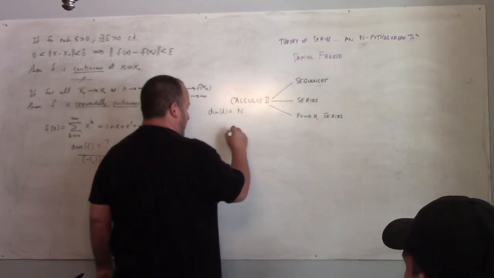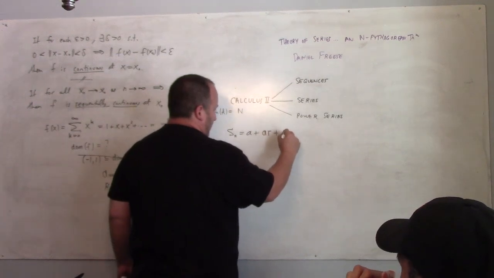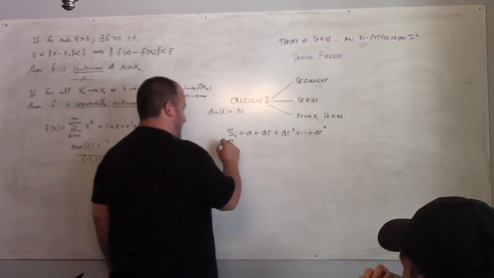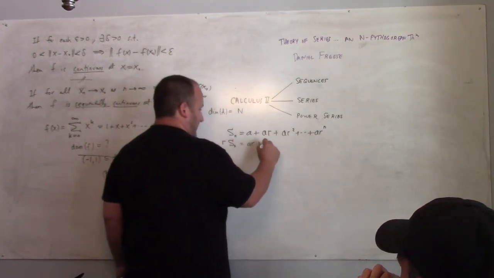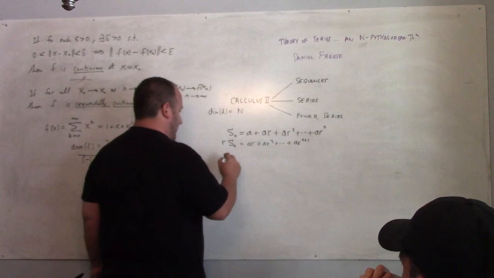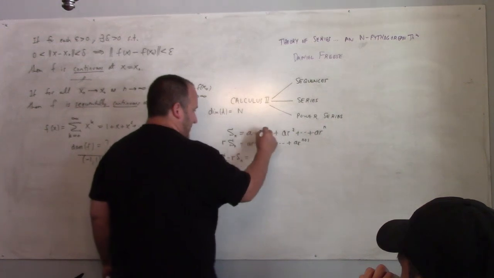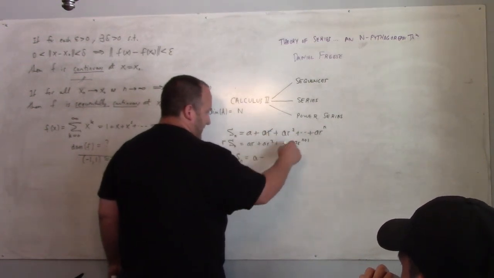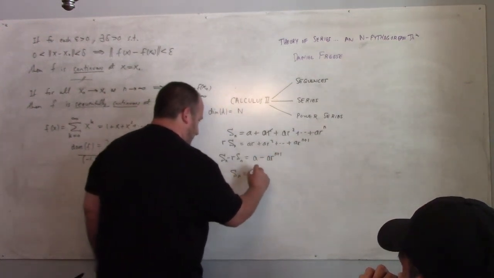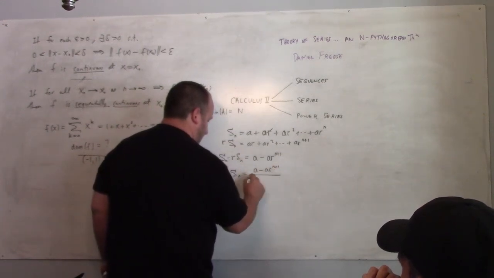Okay, so if our nth partial sum Sn is a plus ar plus ar squared up to ar to the n, then r times Sn is ar plus ar squared up to ar to the n plus 1. Right? So Sn minus r Sn, these cancel, and you just get a minus ar to the n plus 1. Therefore, Sn is a minus ar to the n plus 1, divided by 1 minus r.